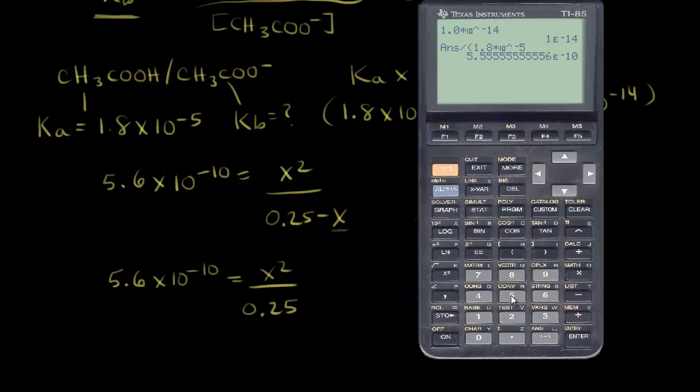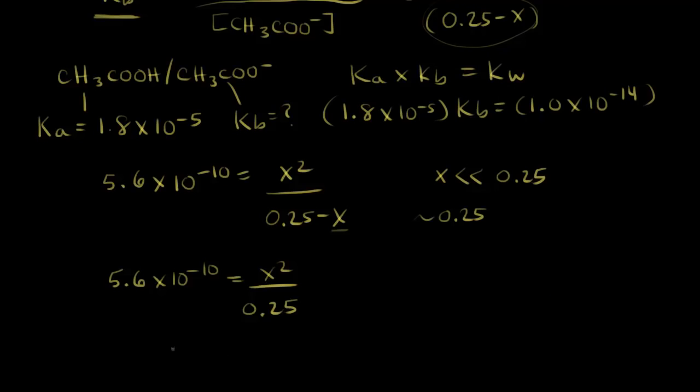All right, so we have 5.6 times 10 to the negative 10, and we're going to multiply that by 0.25, and so we get 1.4 times 10 to the negative 10. So we now need to take the square root of that number, and that gives us x is equal to 1.2 times 10 to the negative 5. So let's go ahead and write that here. So x is equal to 1.2 times 10 to the negative 5.